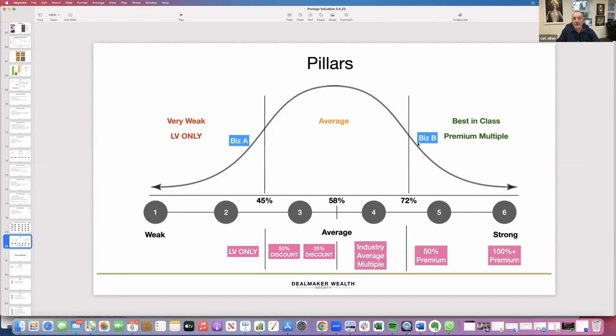Most businesses are average. So generally between 45 and 72% classifies an average business. If your transfer value is between 58 and 72%, then there would be no adjustment for transfer value. You just apply the industry average multiple. But between 45 and 58%, you're going to be applying both first a 25, then a 50% discount to that industry average multiple. Anything below 45% transfer value is an automatic liquidation value only business.